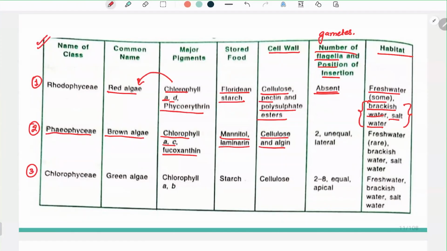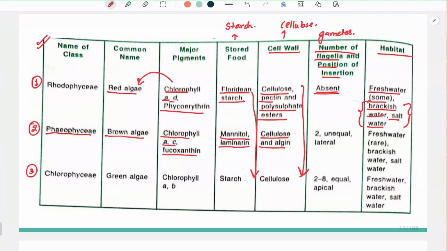We need to remember the basic structure of a plant. We know that in a normal plant, the stored food is in the form of starch and the cell wall is made up of cellulose. And we can see slowly and gradually we are moving towards only cellulose and starch. It means in the course of evolution, the algae developed into the green plants which are predominant plants in our environment.